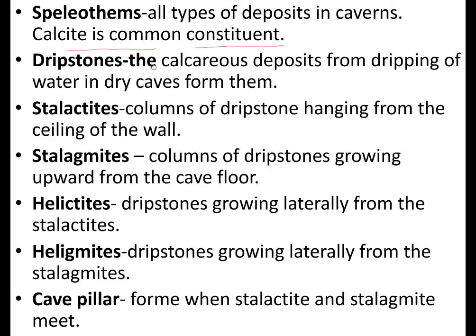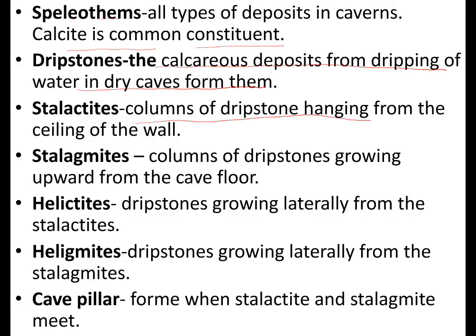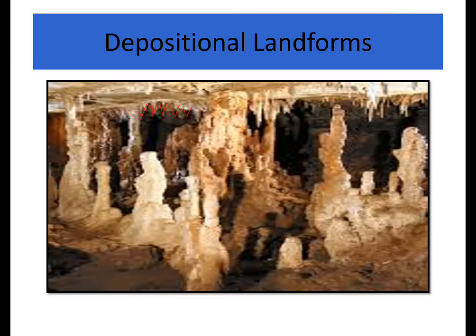Dripstones are calcareous deposits formed by dripping of water in dry caves. Suppose this is a cave topography formed by the erosional activity of groundwater. Dripping like this, small topography forms. These are called dripstones. Suppose columns of dripstone are hanging from the ceiling, then we call it a stalactite. Larger columns hanging like this we call stalactites. Suppose it is growing upward from the floor of the cave, then we call it a stalagmite.